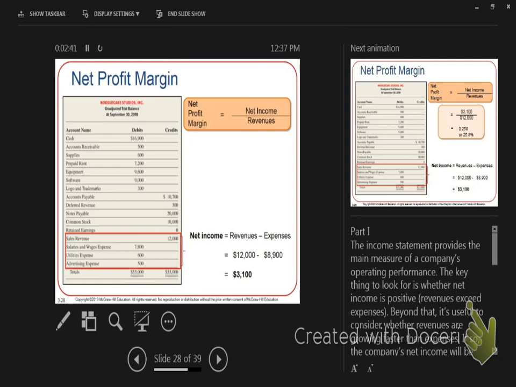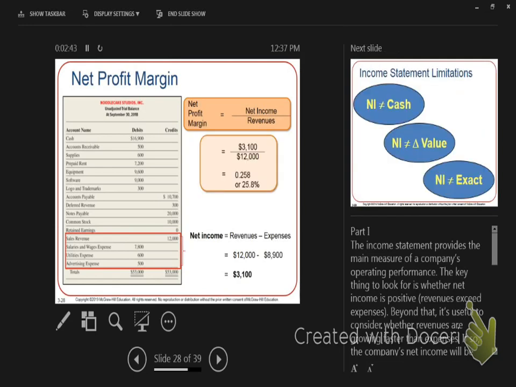So we get their net income to be $3,100. Their revenue is $12,000. This is a software development company, and their net profit margin is almost 26%. What do you think? How can we tell if this is good? Compared to other companies. Perfect answer.